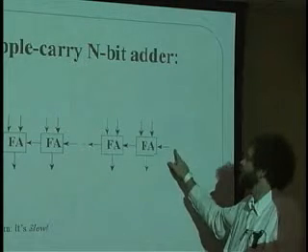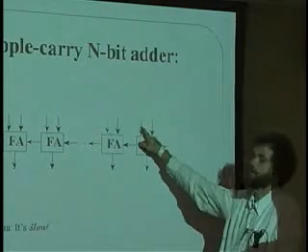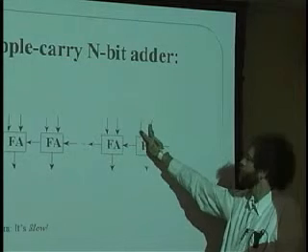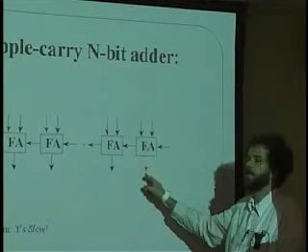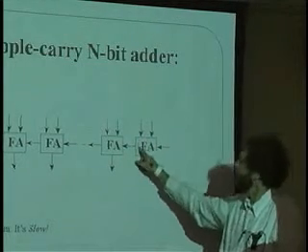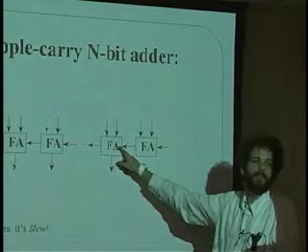The 0 is applied here. A sub 0 and B sub 0 are put in here. And after a short amount of time, this produces the sum sub 0 bit and the carry out sub 0 that comes out of here.